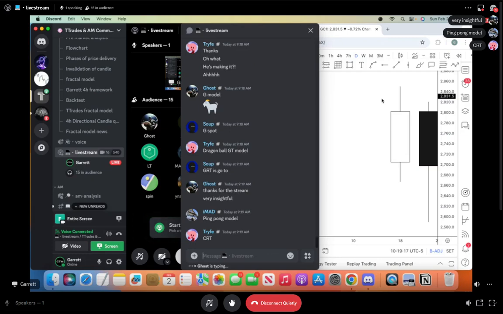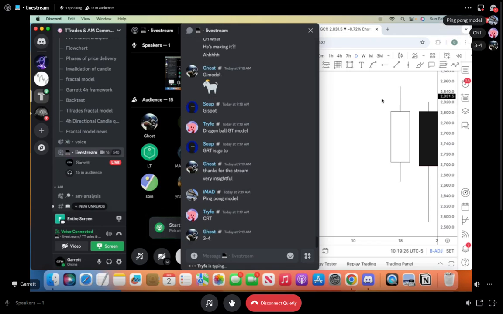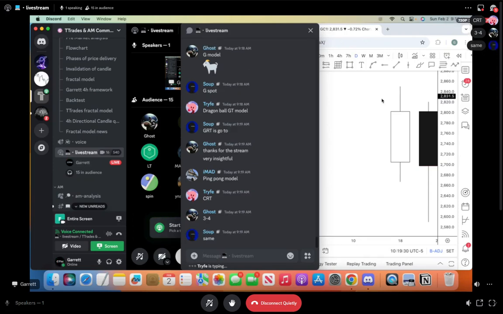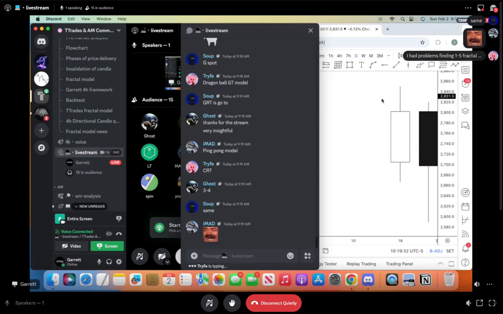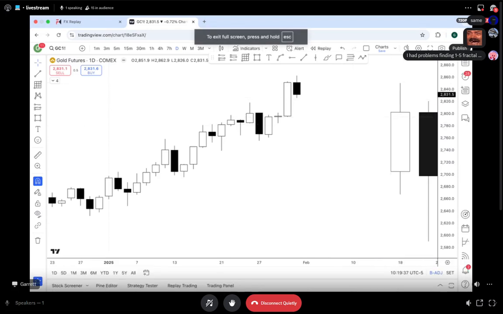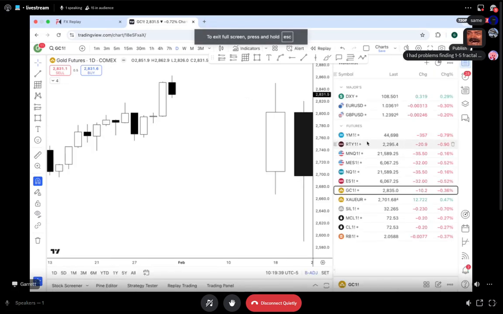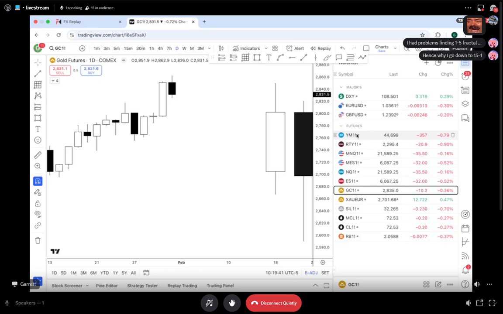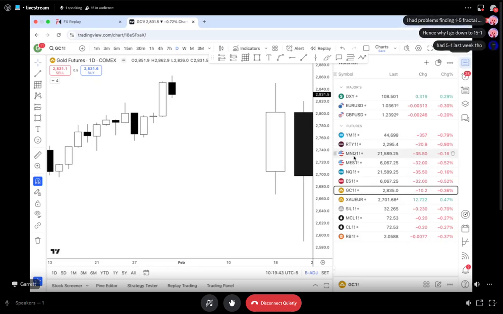How many trades y'all get in like a week? 3 or 4? That's not bad. That's not horrible. If I look at my watch list, I don't trade all these pairs, but I'm really trading these 4 indices. Mind you, I'm only taking like one setup a day. I'm just looking at the 4 indices and seeing which one's the cleanest to trade.